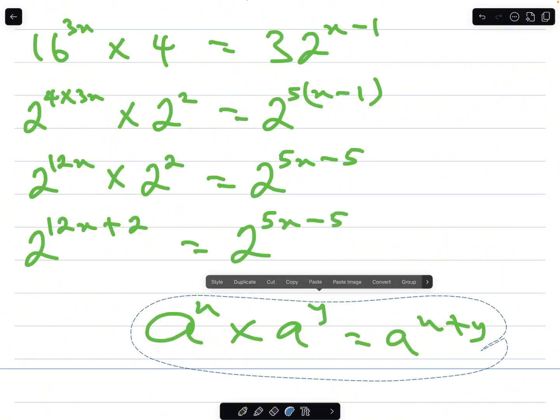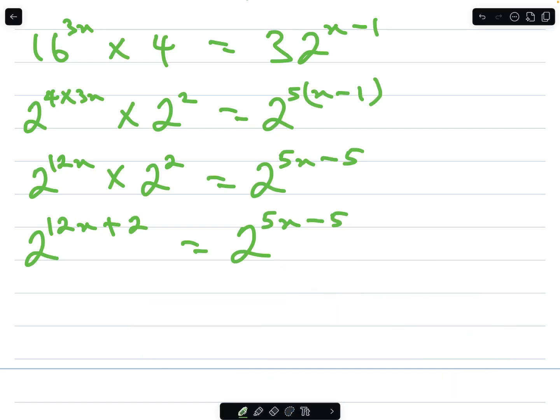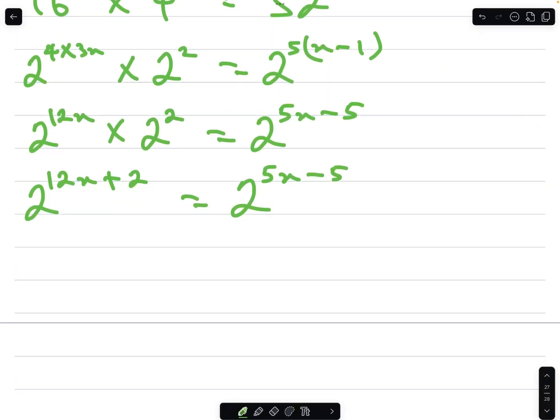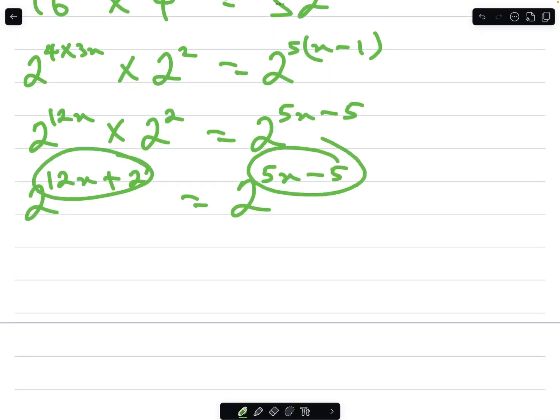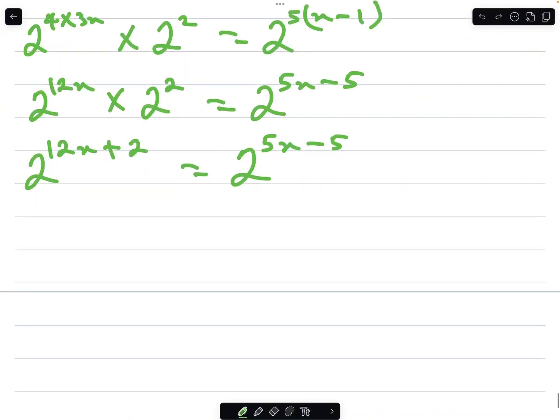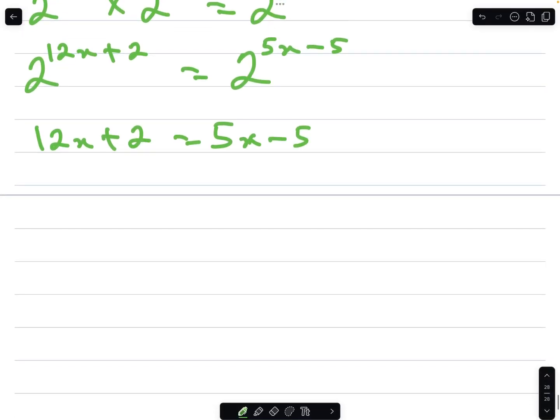Now, when the bases are the same, what happens to the powers? The powers will be equal. Beautiful. You can equate the powers when the bases are the same. So that means 12x plus 2 equals 5x minus 5. Are you there? Yes. And what does that mean? I'm going to write my x properly.